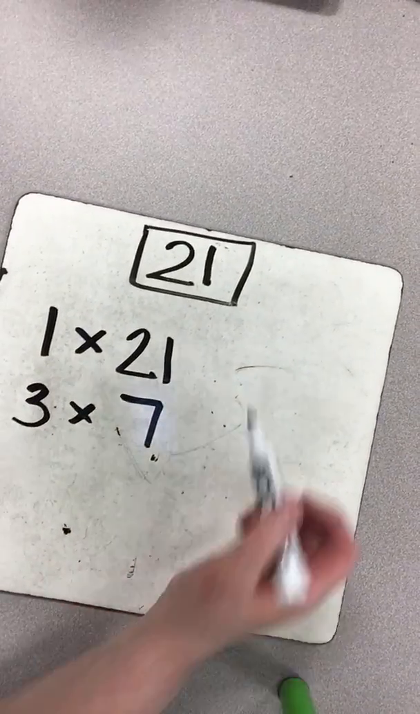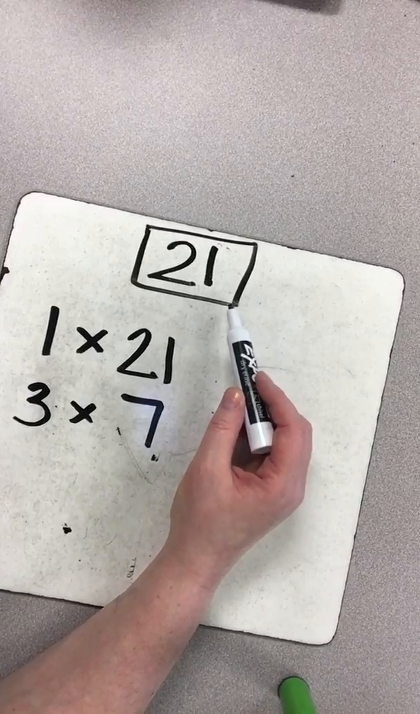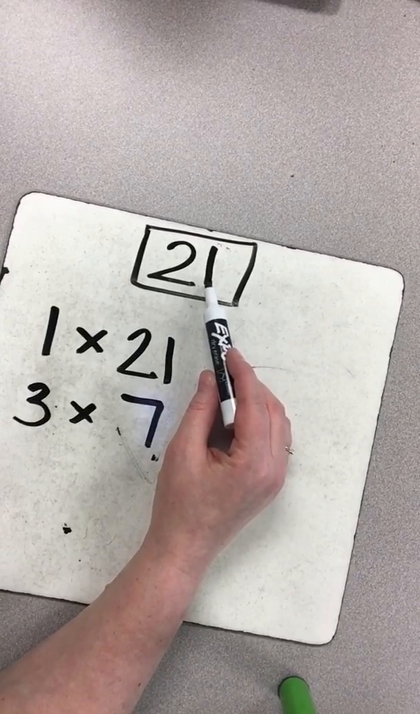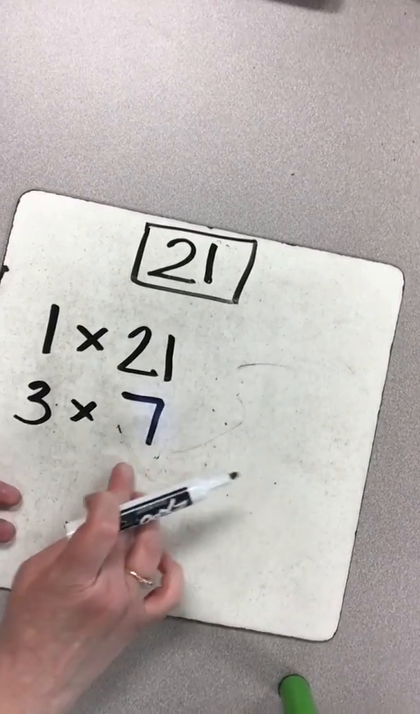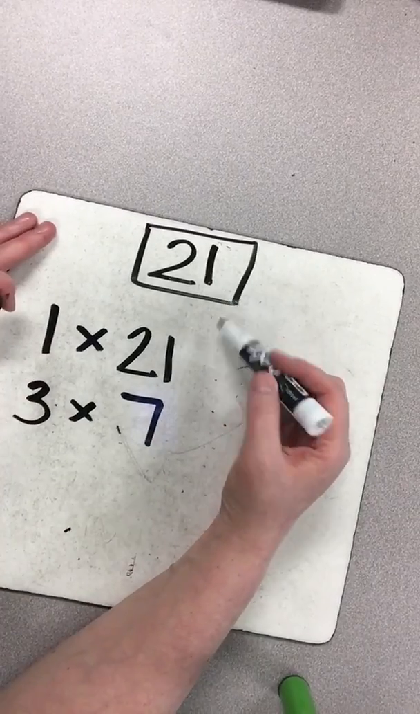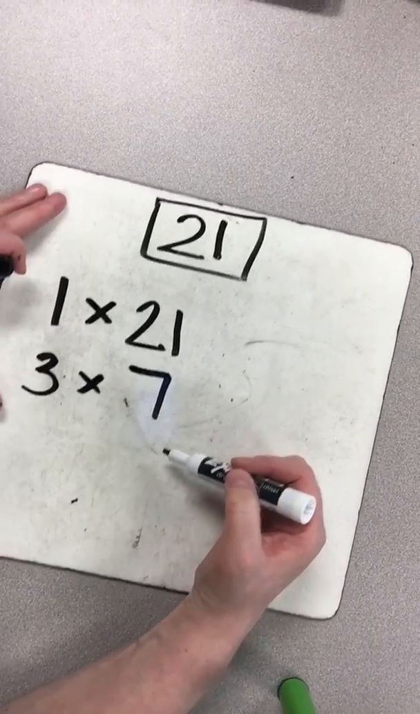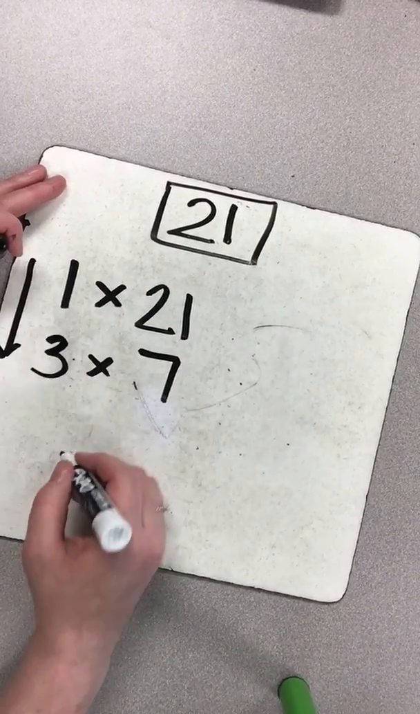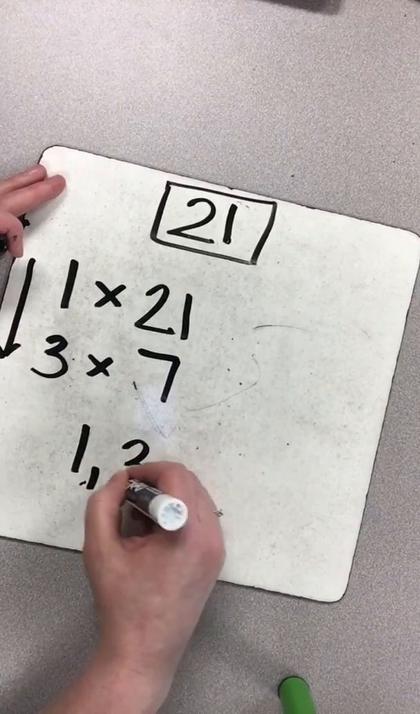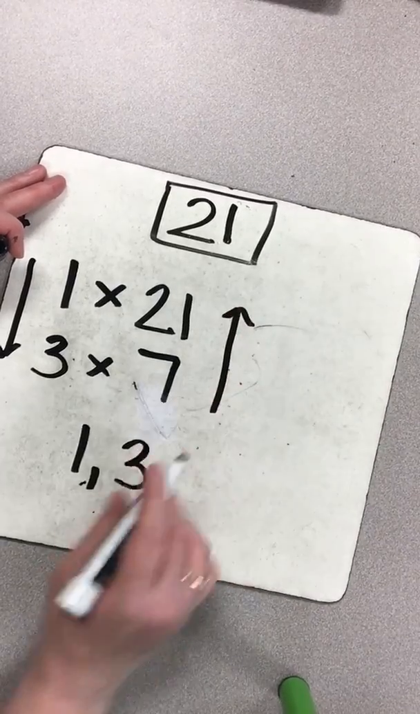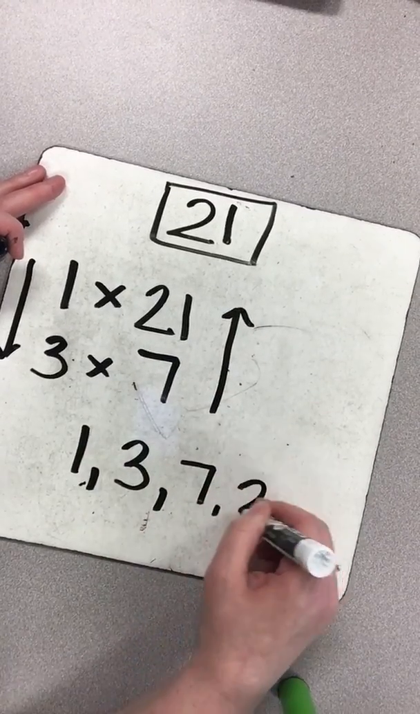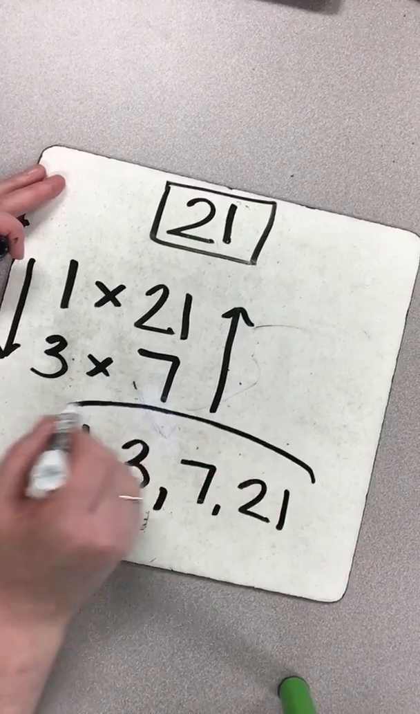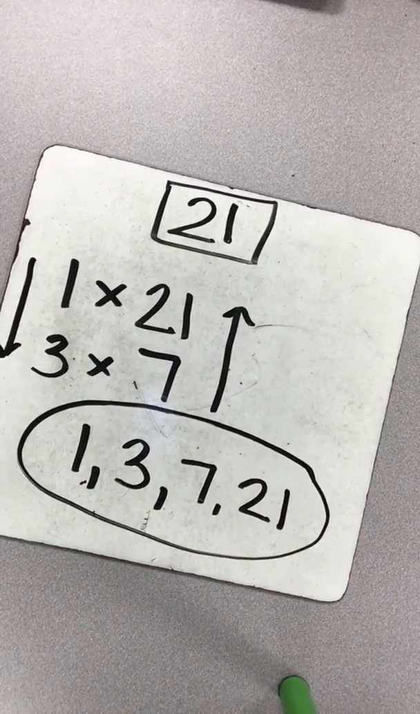Okay, can 4 go into 21? No. 5, nope, it doesn't end in a 0 or a 5. And 6 doesn't go into 21. So we are done factoring out 21. But we want you to put it in numerical order, number order. So I start 1, 3, then I go back up the other side, 7, 21. So Mrs. Kemp, how many factors of 21 are there? There are 4 factors of 21.